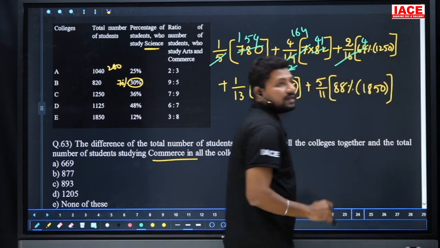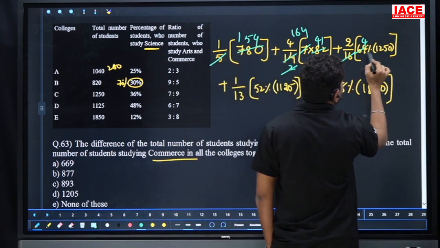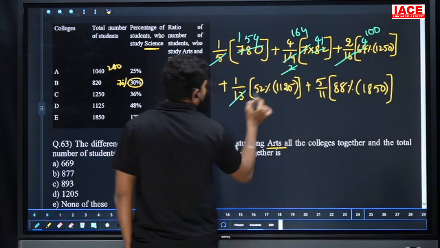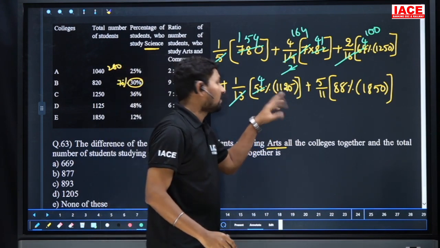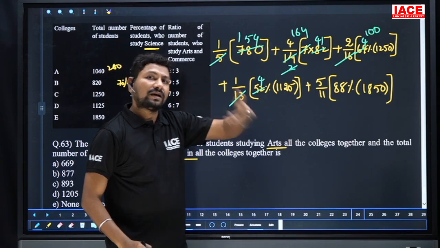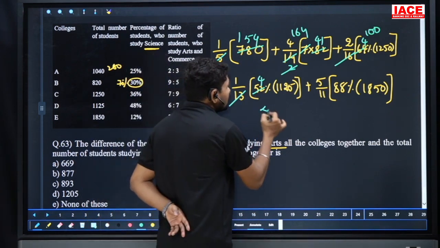8 into 125. 8 into 125 value is 1000. It is 10,000. In 10,000, the percentage will be cancelled, it becomes 100 only. And next 13 is cancelled. 13 how many times? 4 times. 4 percentage of 1125. 1125 make it 4 times. 1125 double value is 2250. 2250 double value is 4500. 4500 percentage means it becomes only 45.